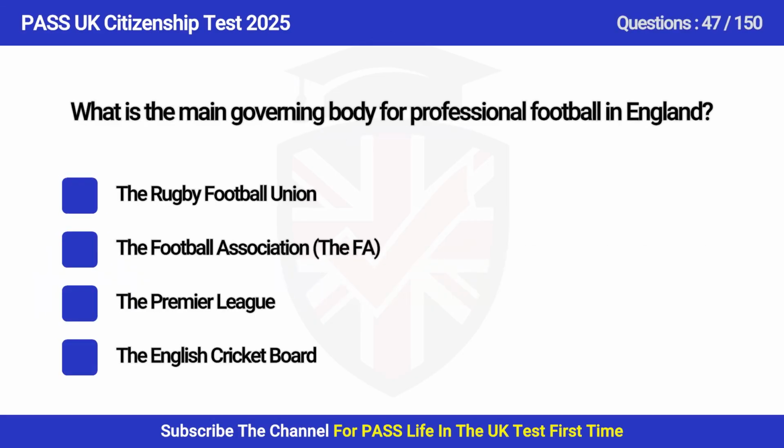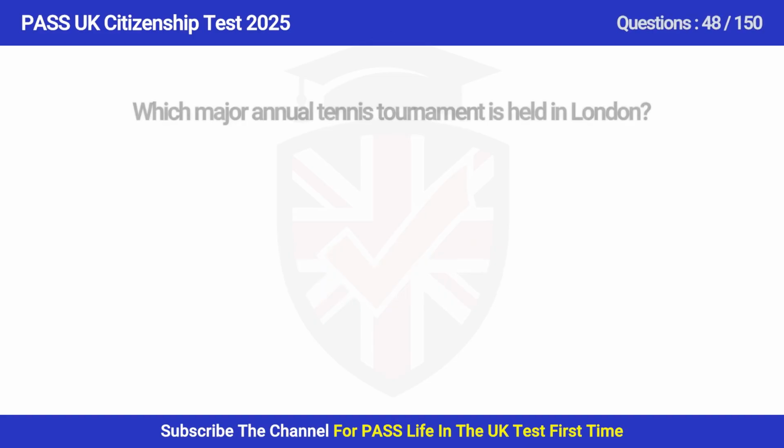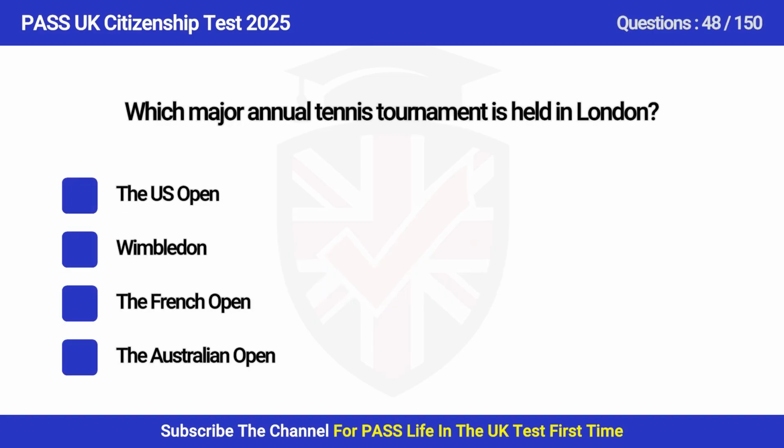Question 47. What is the main governing body for professional football in England? A. The Rugby Football Union, B. The Football Association, the FA, C. The Premier League, D. The English Cricket Board? Answer is B. The Football Association, the FA. The FA is the governing body of football in England and the oldest football association in the world, founded in 1863.